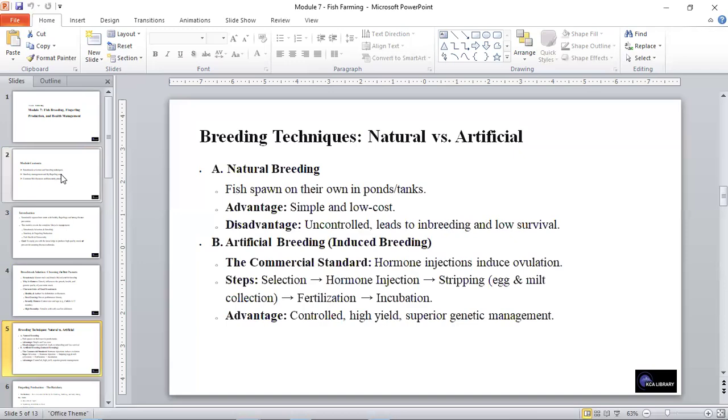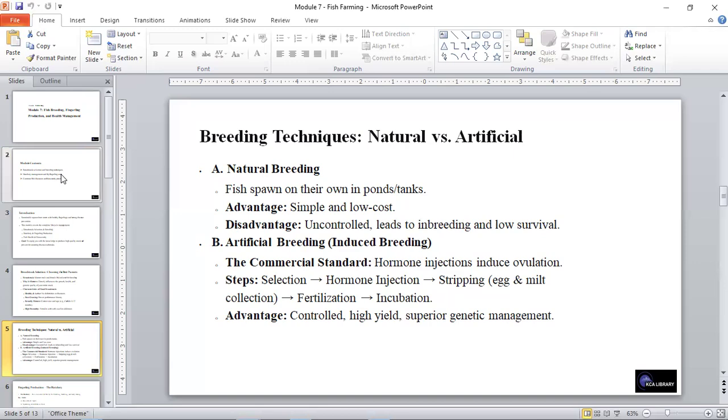What are the breeding techniques? We have two categories, the natural and the artificial breeding techniques. The natural, the fish spawn on their own in the tanks or in the pond. The advantage is that it is simple and it saves cost. It has a low cost. However, it is uncontrolled. It leads to inbreeding and low survival.